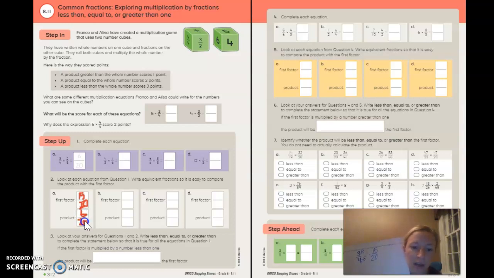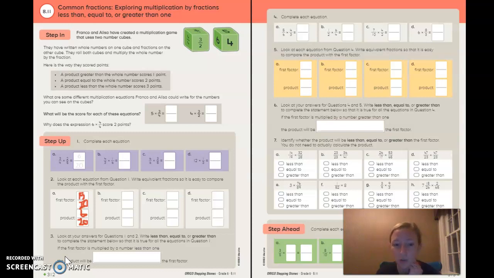Later on, once you fill in these and these, you'll notice you have to answer question 3. It says, look at your answers for questions 1 and 2. Write less than, equal to, or greater than to complete the statements below so that it is true for all the equations in question 1. If the first factor is multiplied by a number less than 1, the product will be blank the first factor. So what they want you to do is write either less than, equal to, or greater than right here. I have to read this a second time because it's a lot of information to take in, so just take it chunk by chunk.